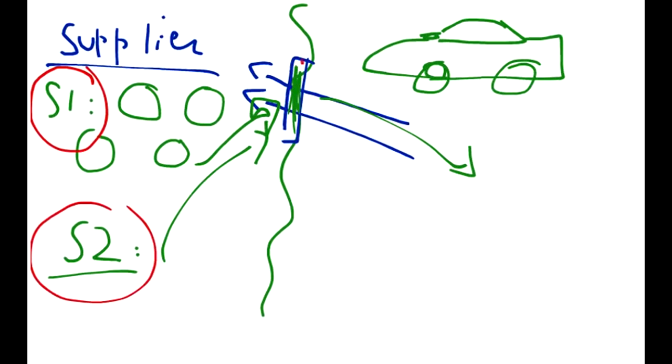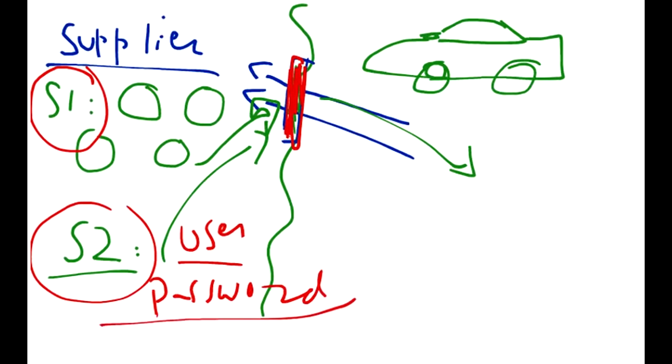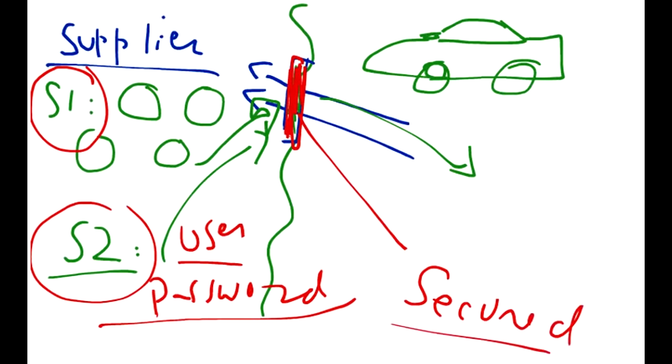So the information that is provided through extranet is secure, and usually only users or the stakeholders who have got the username and password can access that information. So extranets are usually secured, and they only show a part of the intranet.